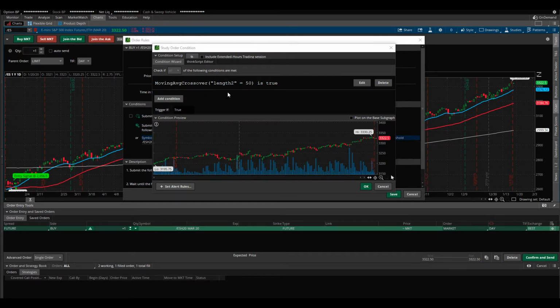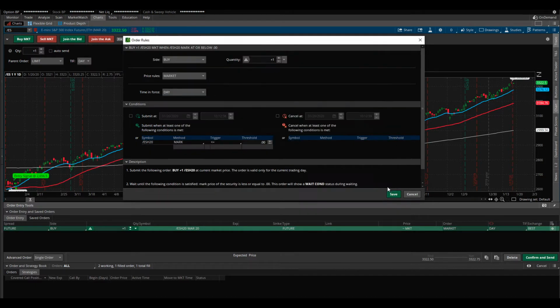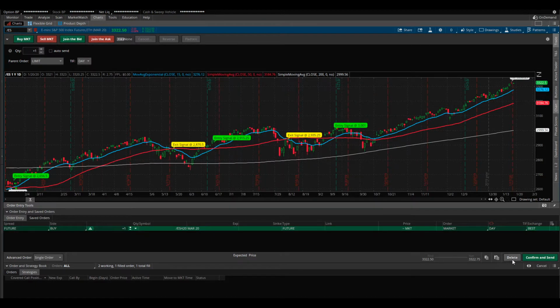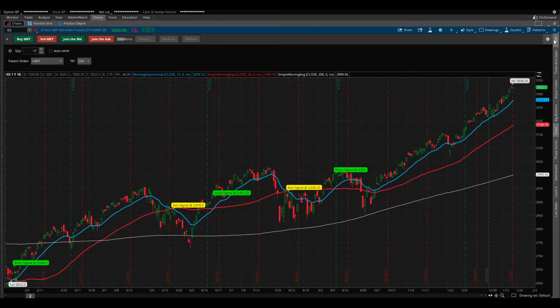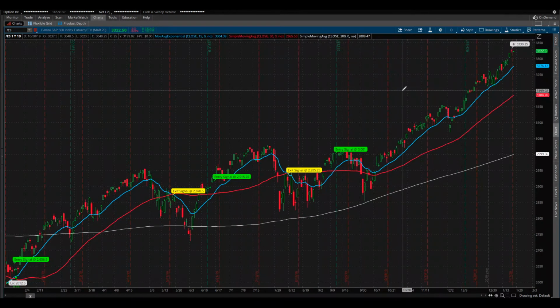But doing this study order condition is a great thing if any of you guys are futures traders, or if you just want to buy stocks. Now you can do this also with options, but then you're going to be doing a market order with that, and you want to be more careful with options, especially if there's a spread on that or depending on what you're actually trading. So we're going to cancel that out because I don't want to do that, but just wanted to show that to you. So we've got the 15, the 50, the 200.